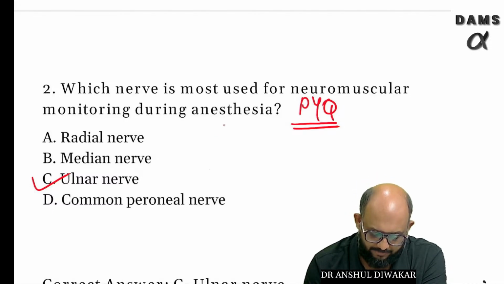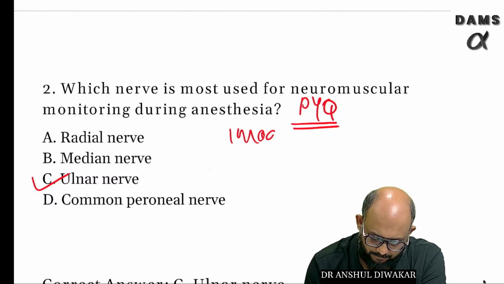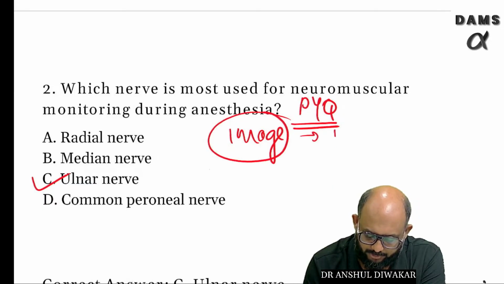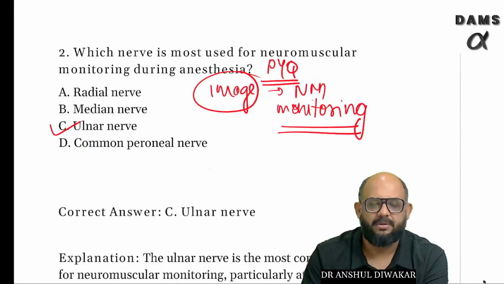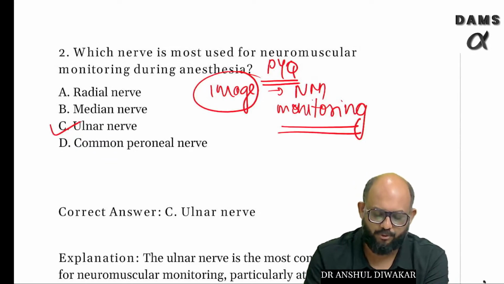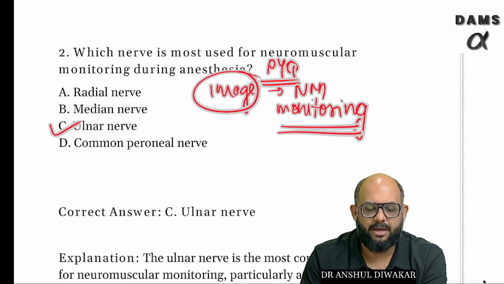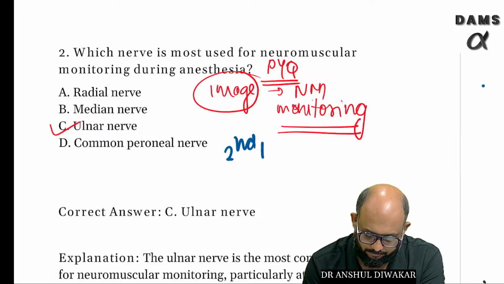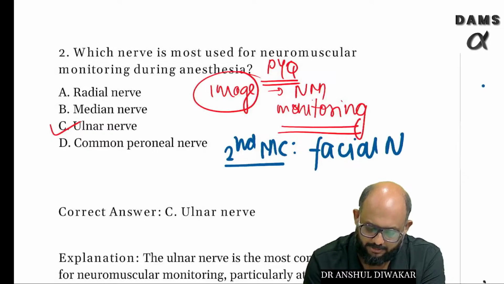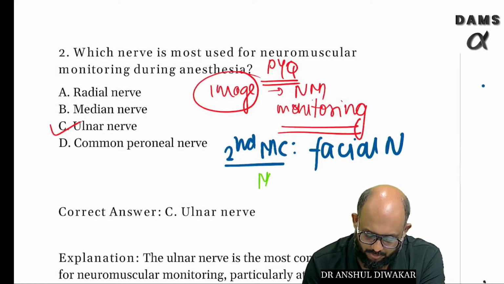Image was shown, so I will add an image here. Image of neuromuscular monitoring, which was again not very difficult because the nerve that they showed must have been the ulnar nerve. So even if you did not know the right answer, you knew that they are asking about the ulnar nerve. But suppose they go one step ahead and ask, what is the second most common nerve used? Then your answer would be the facial nerve. And the muscle it supplies is orbicularis oculi.